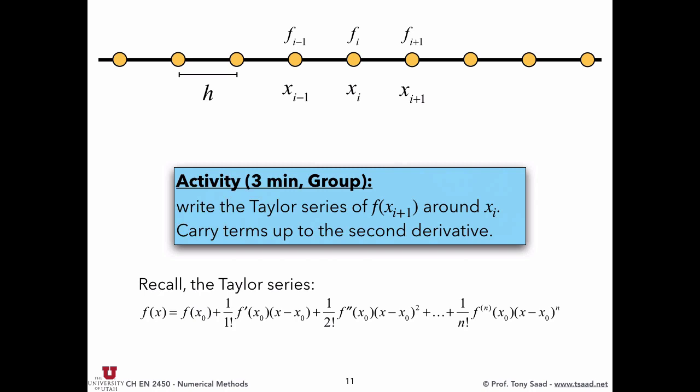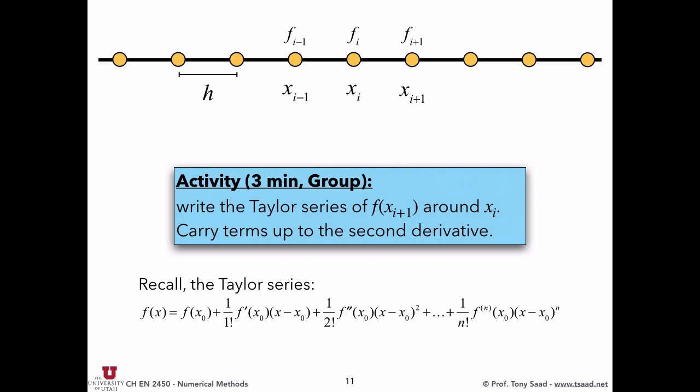Let's see. Most of you got it. The answer is going to be given to us by Katie. So just describe what substitutions you would put here. Oh, you just substitute x for xi plus 1, since that's the point you want the function value for. And since it's around xi, you replace x naught with xi.